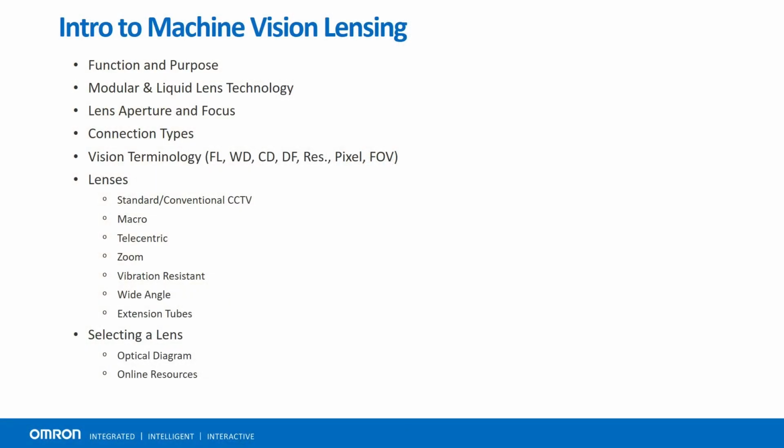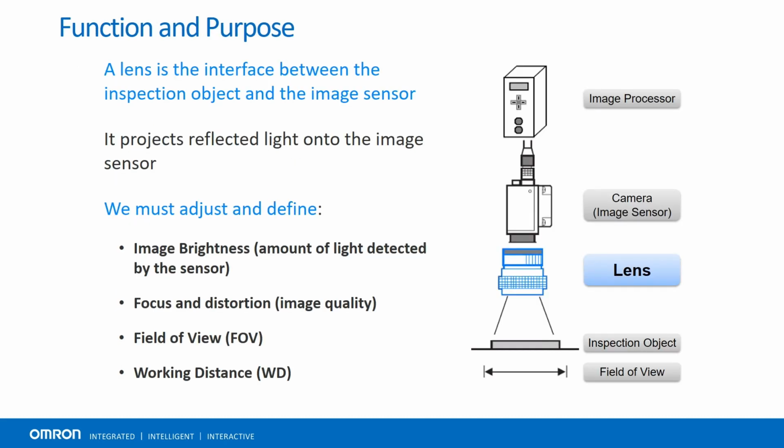We begin by discussing our agenda for this video. We will highlight the function and purpose of lenses in machine vision, discuss different types of lens technology, how to differentiate lenses, terminology, as well as how to properly select a lens. The function and purpose of a lens is simple. It acts as the interface between our camera and inspection object. The goal is to ensure projected light is reflected at the right clarity and brightness to be able to make a judgment. While the camera itself controls things like shutter speed, gain, and white balance, the lens dictates two important factors in creating a high-quality image.